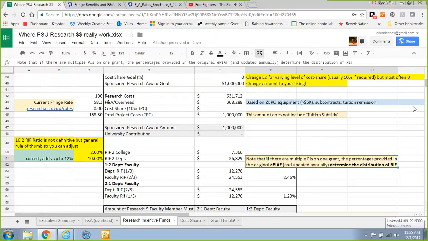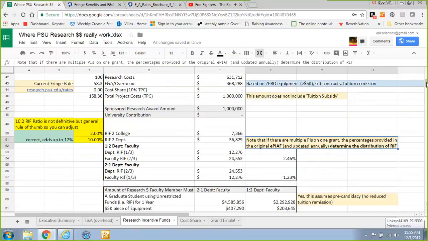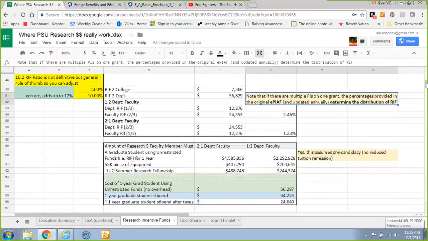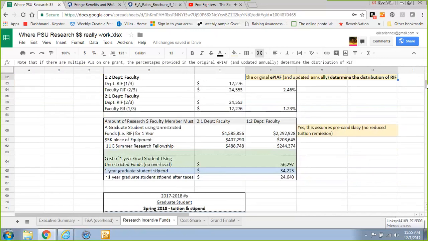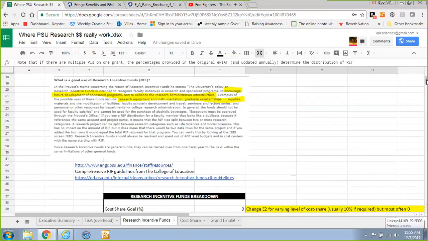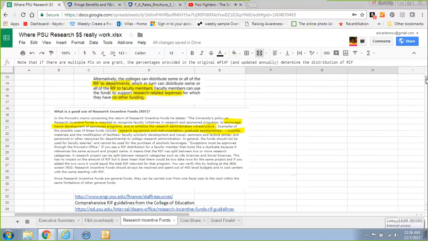Okay, so then how does this, $12,000 to $24,000, let's put that in terms that make more sense in practice. So keep in mind that a lot of the time, research incentive funds are going to be used, just like it says up here, for research equipment and instrumentation and graduate assistantships, research-related expenses that there is no other funding for.